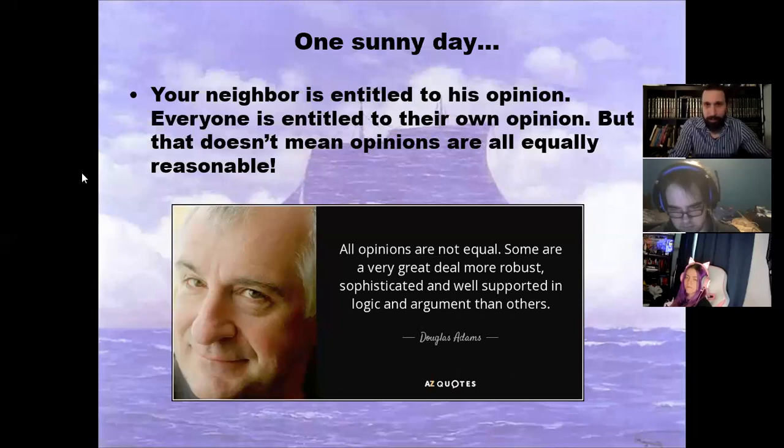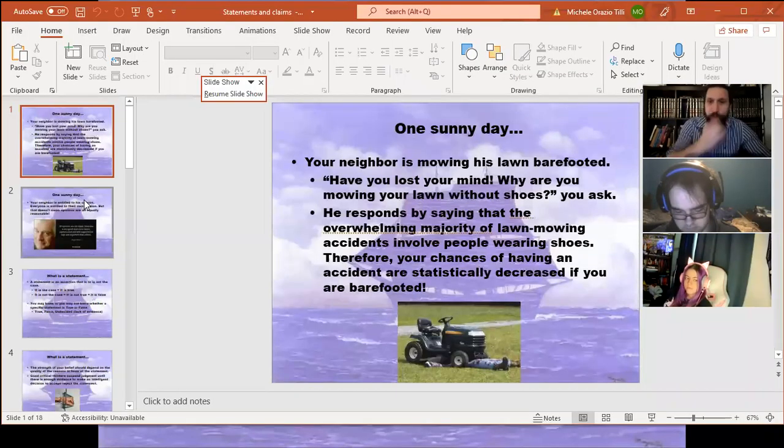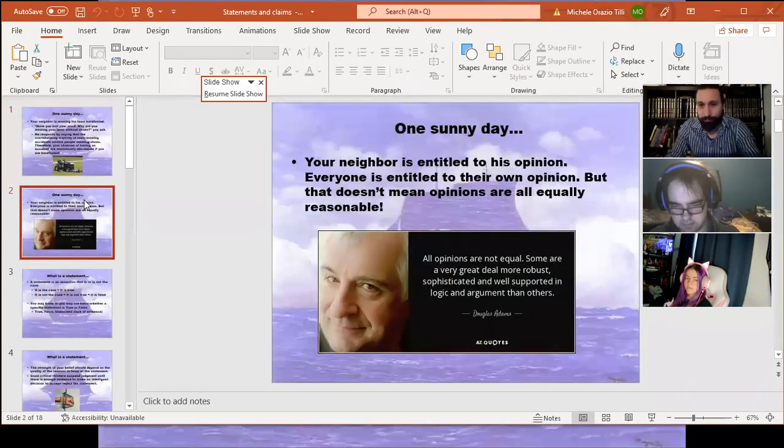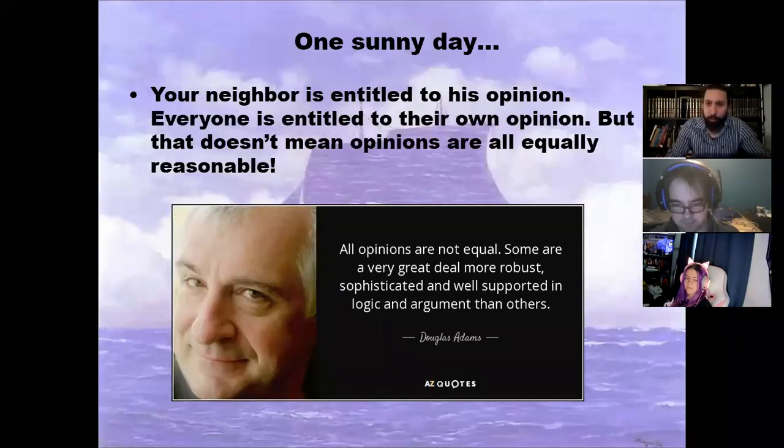But this is what Douglas Adams said, the famous novelist. He says, not all opinions are equal. Some are a very great deal more robust, sophisticated, and well supported in logic and argument than others. So not all opinions are equal.